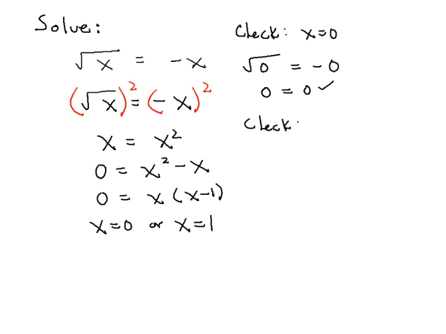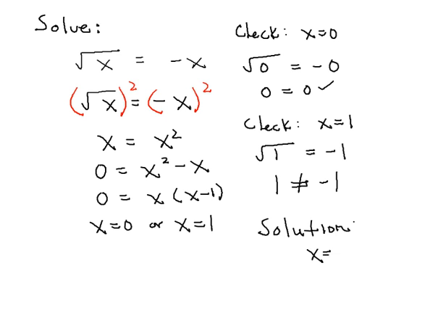So we will next then check the possible solution x equals 1. And putting that back into the original equation, we have the square root of 1 being equal to the opposite of 1. And the left side then simplifies to 1, which is clearly not equal to negative 1. So the possible solution x equals 1 does not check. So the only valid solution to this equation will be x equal to 0.